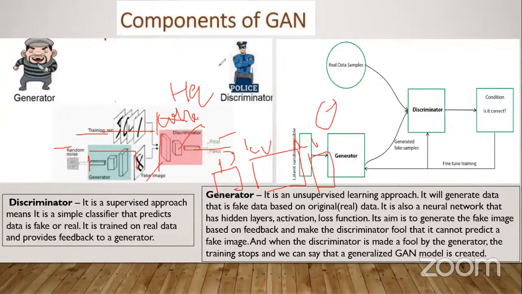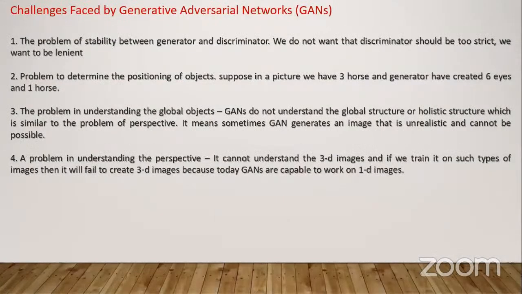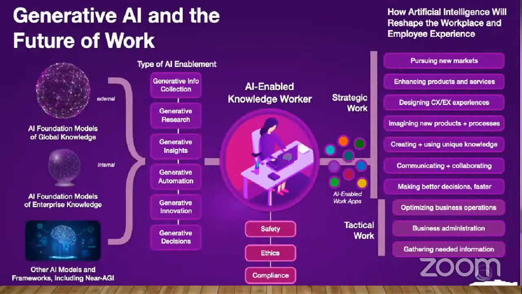We still have important topics to discuss in our code walkthrough. This is the procedure of how the GAN networks are done. There are different GAN versions available: DCGAN, conditional GAN, least squares GAN, dual GAN, CycleGAN, InfoGAN.